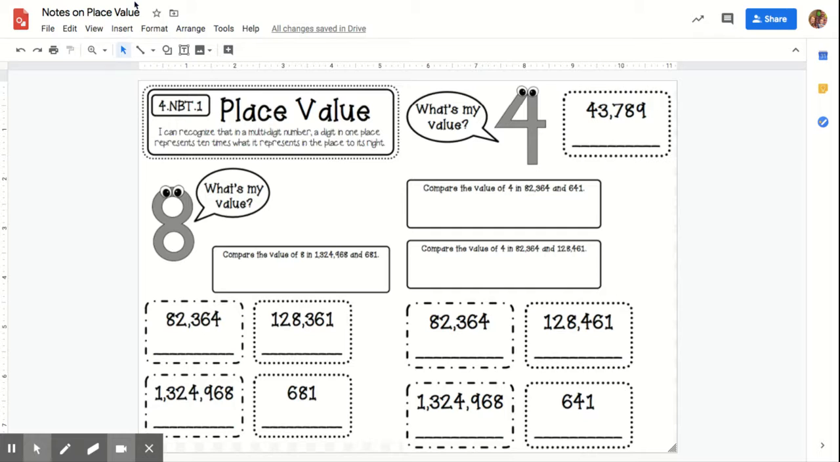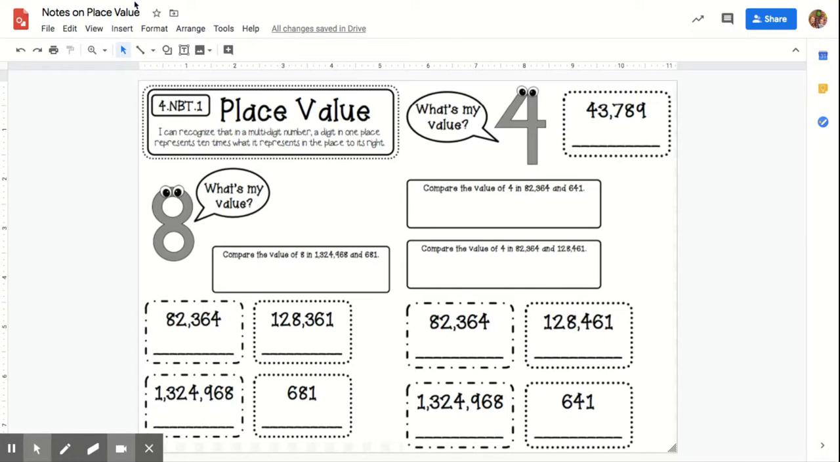So if I wanted to trip you up, if I wanted to put a 1 right here, okay, a 1. This 1 in the millions is 10 times bigger than the 1 in the 100,000s. So I could write it like this: 100,000 times 10 would give me a million.